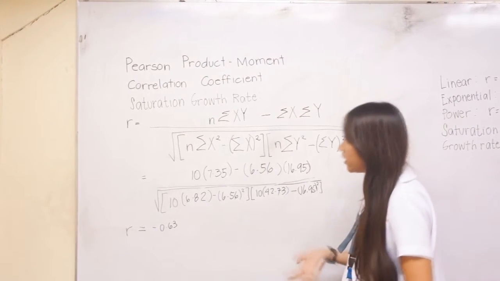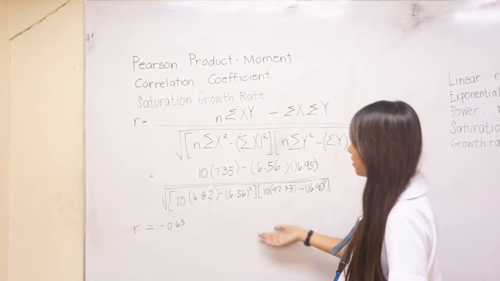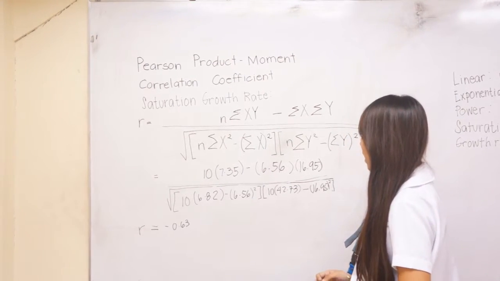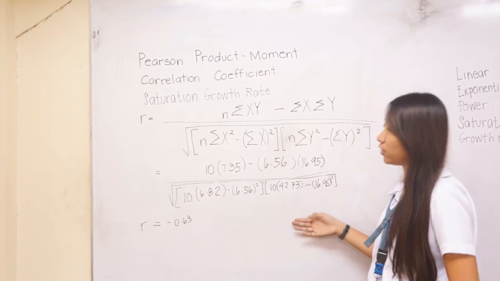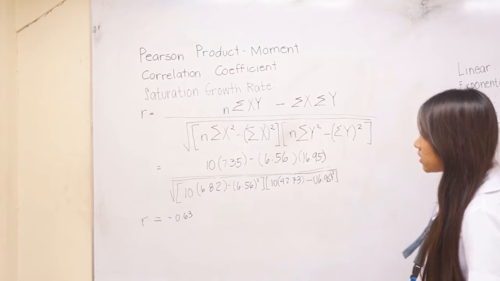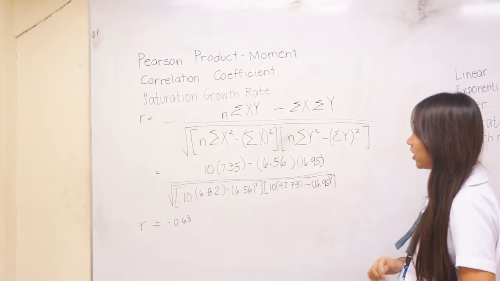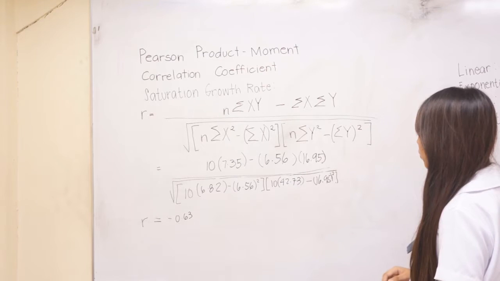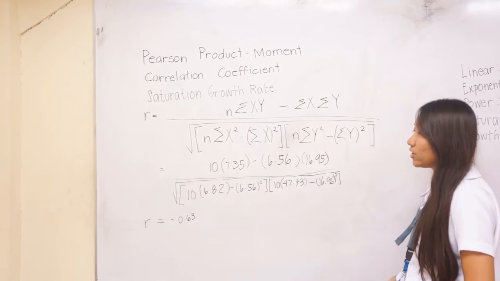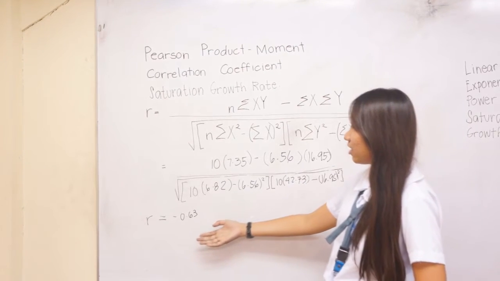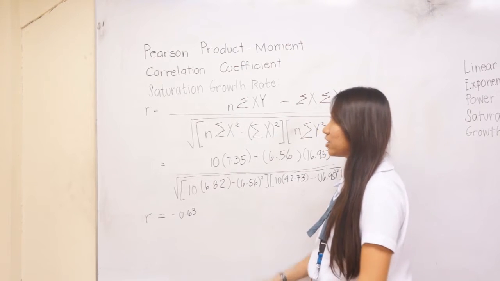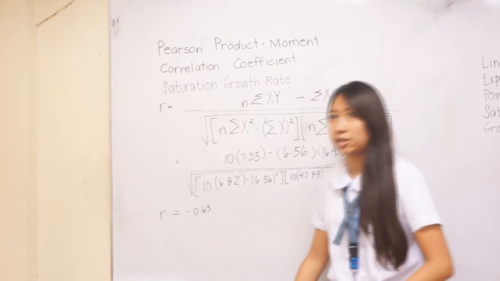Plugging in the necessary values, we are going to get 10 times 7.35 minus 6.56 times 16.95, all over the square root of 10 times 6.82 minus 6.56 squared, times 10 times 42.73 minus 16.95 squared. We are going to get negative 0.63, which indicates that the x and the y elements are inversely proportional.